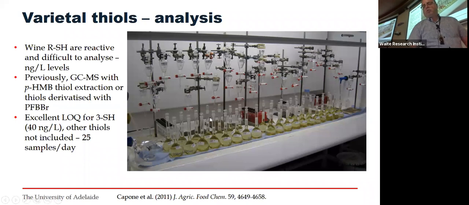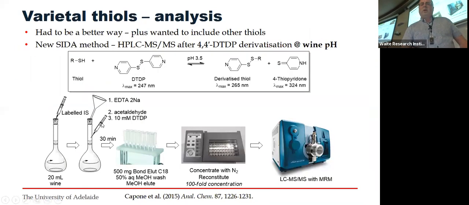And that's not huge throughput, right? It's probably enough in terms of a research project and being able to understand things, but it's not massive throughput. The detection limit was great, but we were only doing one thiol there. So I thought, there's got to be a better way.